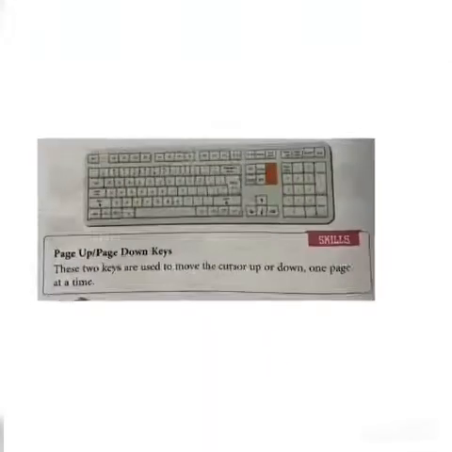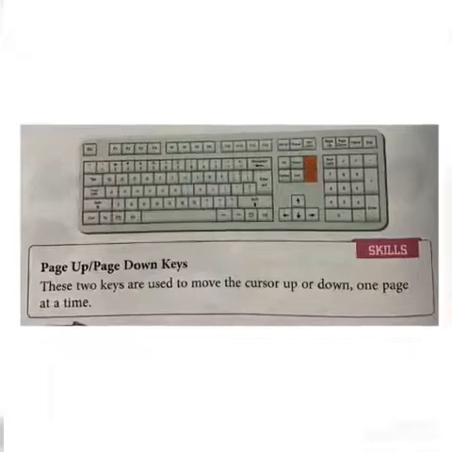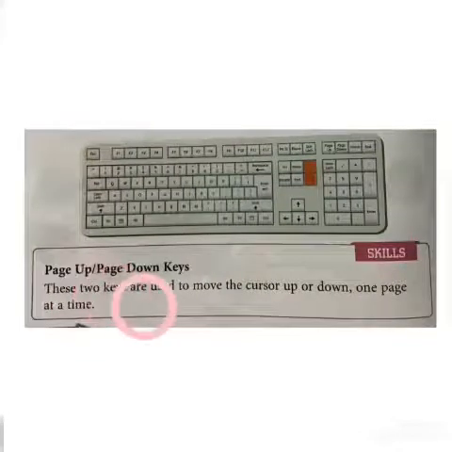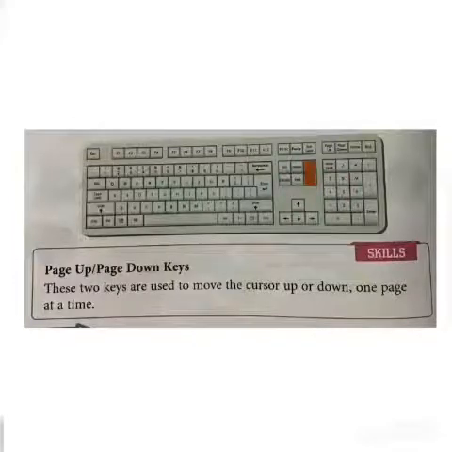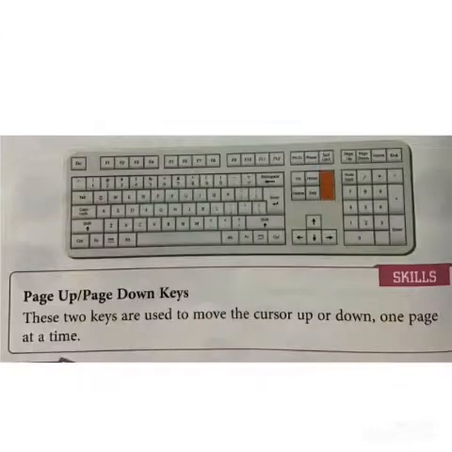Next one is the page up and page down keys. These two keys are used to move the cursor up or down one page at a time. See, page up is here and page down is given here. Page up is used to move the cursor to the top of the page, and page down is used to bring your cursor to the page down position. The arrow keys, page up and page down keys are called the navigation keys, and they help us move around in a file.